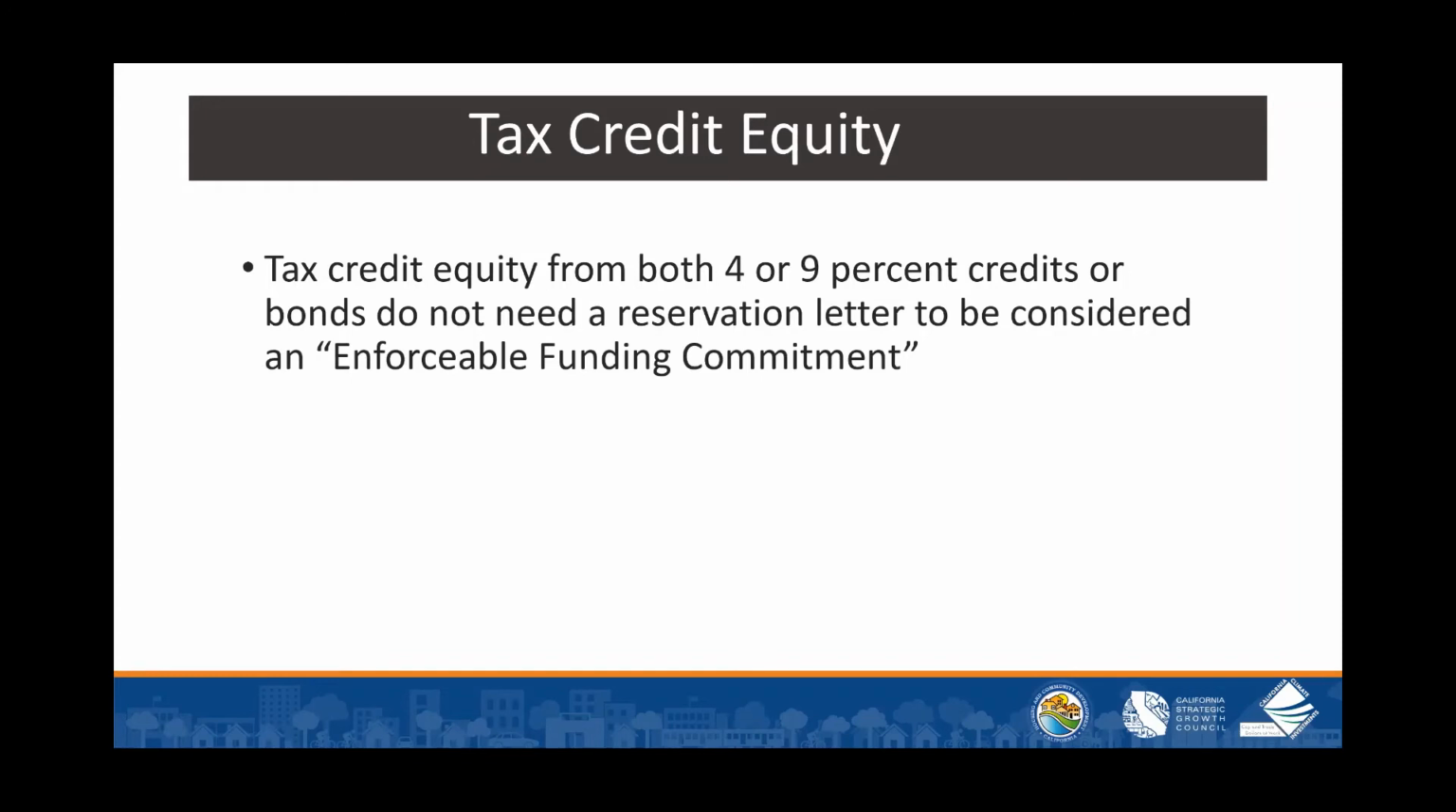The final change I'm going to discuss is to our enforceable funding commitments consideration. Low-income housing tax credit equity contributions resulting from either 9% or 4% low-income housing tax credit or bonds do not require a tax credit reservation letter in order to be considered an enforceable funding commitment. This change will align our consideration of 4 and 9% tax credit equity contributions, which is to say they will be treated equally. This is a change that will be active for round 6 of AHSC, but may change in future rounds.